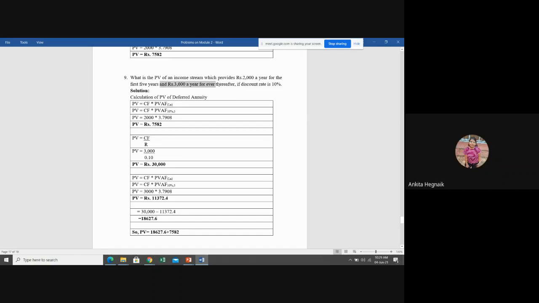If it is not specified, how do we calculate the present value of this 3000 rupees? What is the term given in FM? Perpetuity. Very good. So how do you calculate the present value of a perpetuity? What is the formula? Annual cash flow divided by discount rate. Correct. So we solve the second part of the problem. Present value is nothing but cash flow divided by R, so 3000 divided by 10%. So we get present value as 30,000.